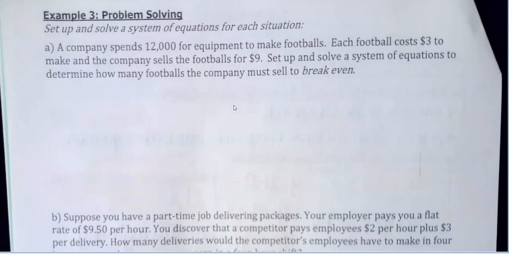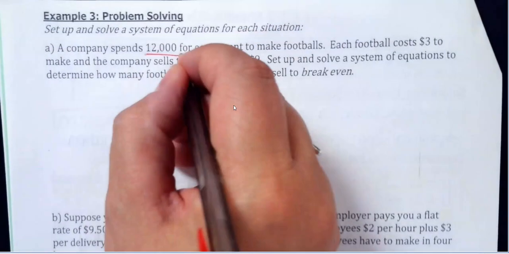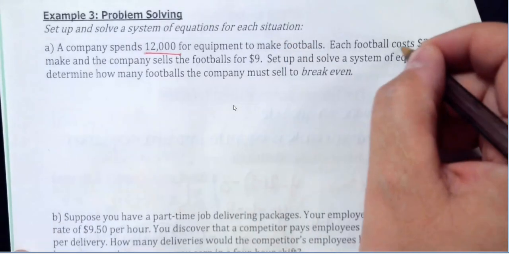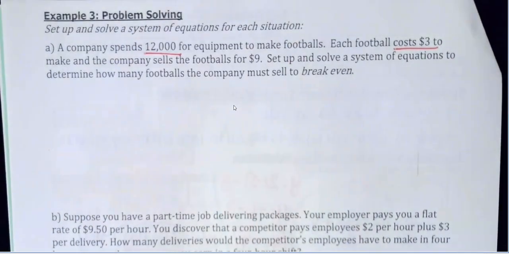Okay, now, here's my first one. The hardest part here is not solving, it's setting it up, from the information in the problem. So this says, we have a company and they're gonna spend 12 grand for equipment to make footballs, and each football costs $3 for them to actually make it. So they're spending $12,000 to get whatever equipment they need to produce these, and then each football costs them, with materials, labor, whatever it is, $3 to make it.